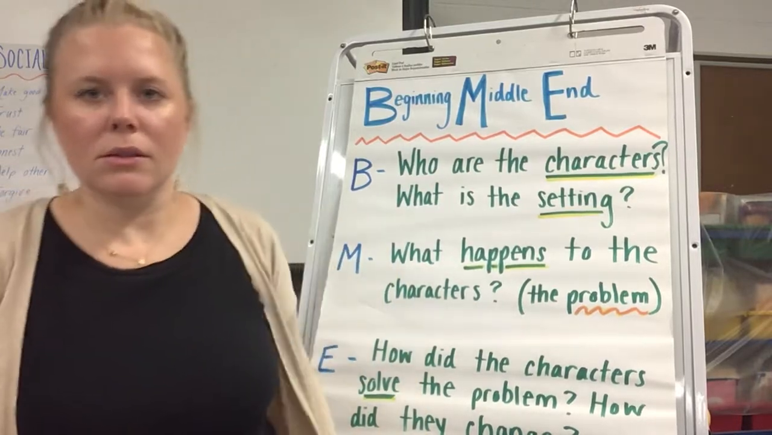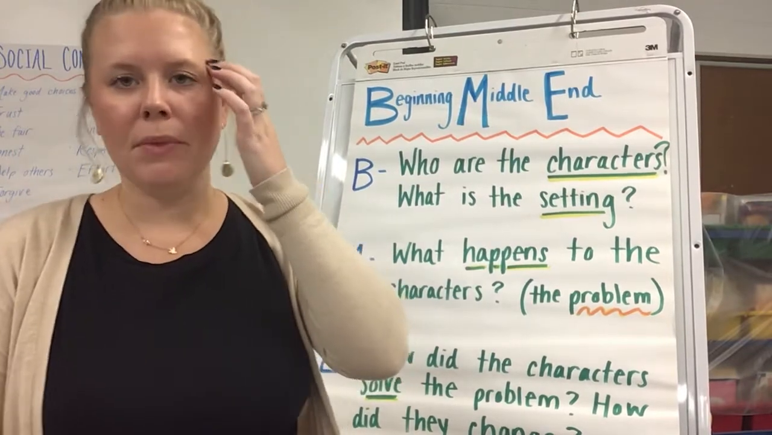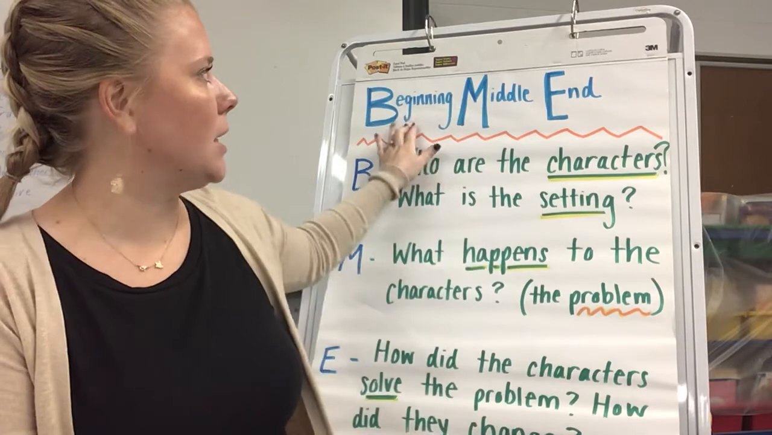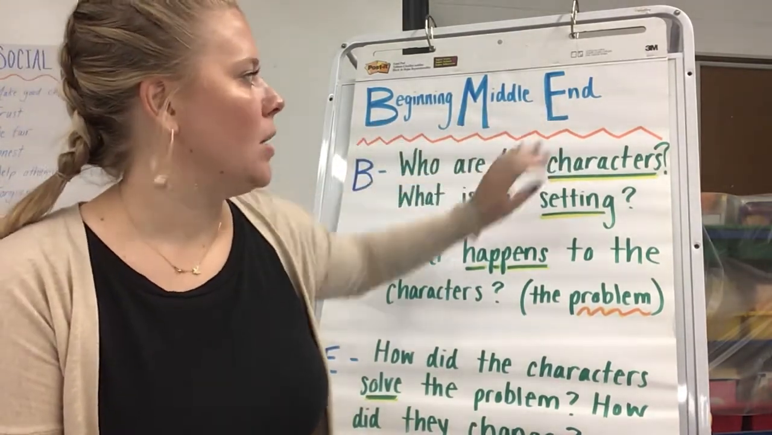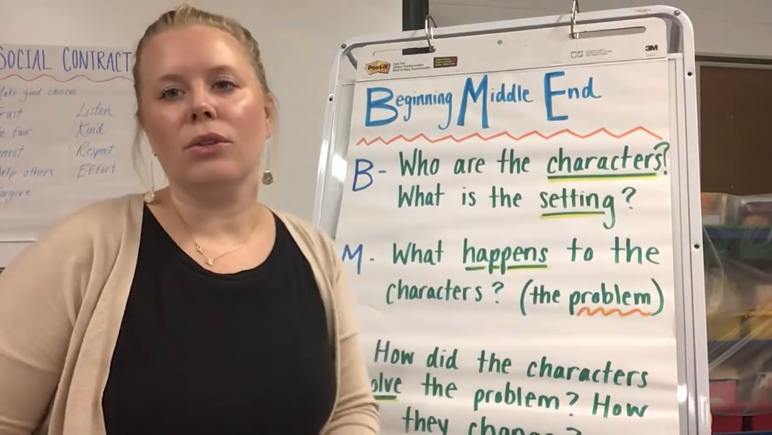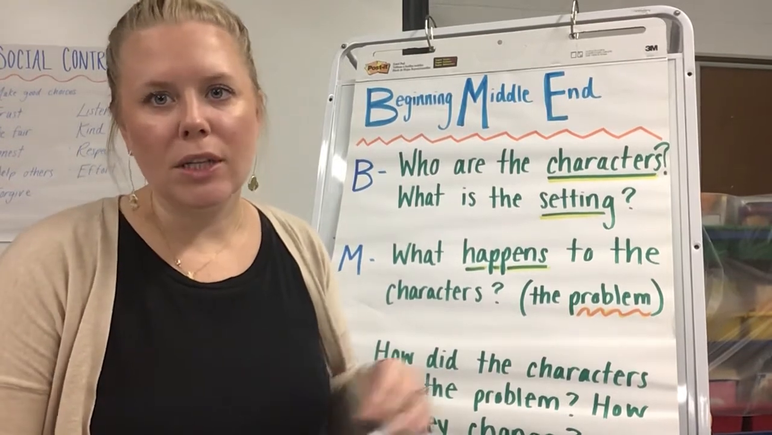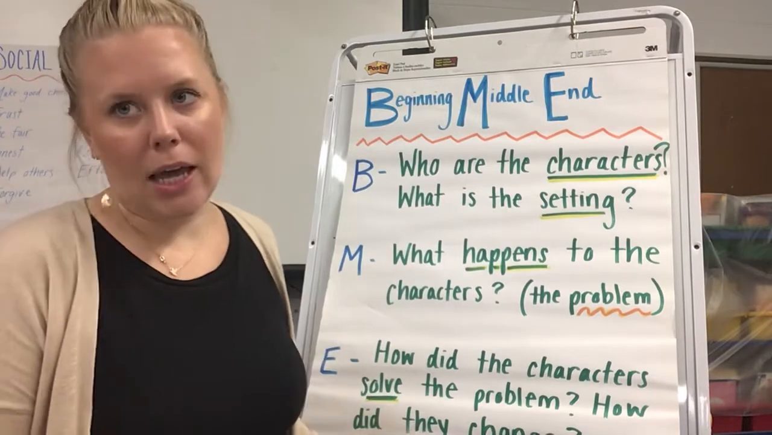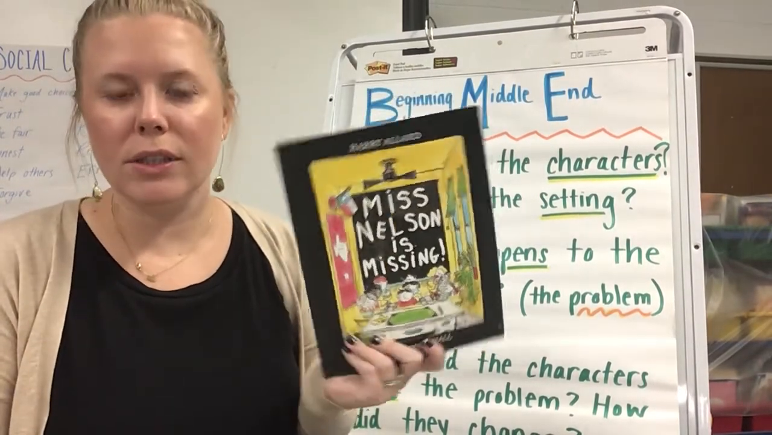Hi, third graders. Today I'm going to read a book to you called Miss Nelson is Missing. And as you notice, I have our chart from yesterday, our beginning, middle, end chart, okay? BME. So I'm going to review this, and then after I'm done reading Miss Nelson, you are going to go on Google Classroom, and you have an assignment where you need to fill in the beginning, the middle, and the end of our story. Okay, so it's important that you listen closely.